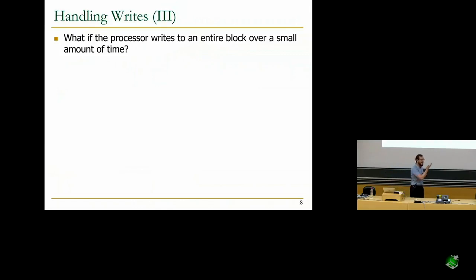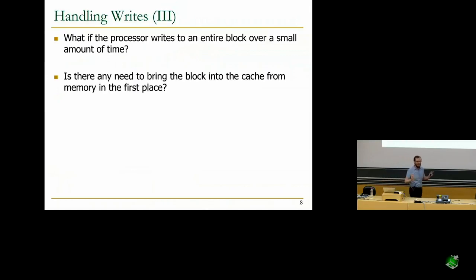But let's assume that you're writing to all 16 of the 4 bytes in a 64-byte cache block. That's called a streaming write. Essentially, you're streaming through memory. Again, copying one array to another is an example. Somebody may ask the question, can we do better for these cases? Is there any need to bring the block into the cache from the memory in the first place?